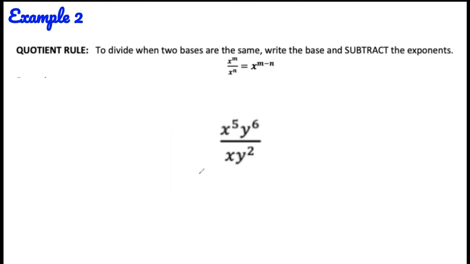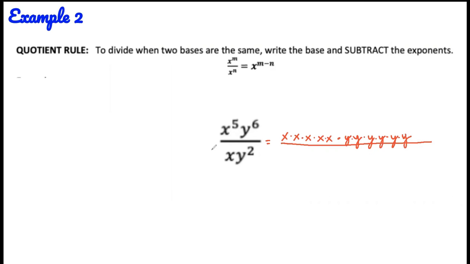All right, so let me now expand it so you guys can see visually what's going on. Here's my division bar, my fraction bar. My first term here, or my first factor, I have 5 x's. So I'm going to write 1, 2, 3, 4, 5. And I have 6 y's. 1, 2, 3, 4, 5, and 6.